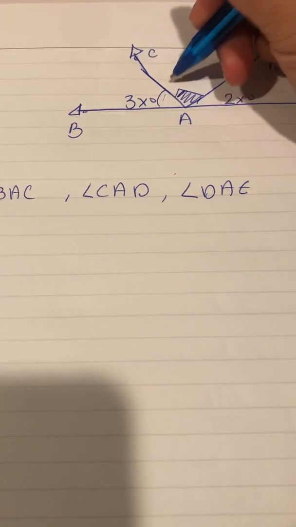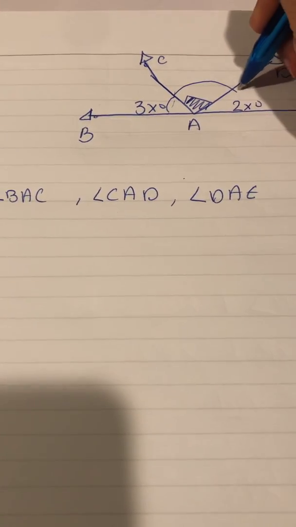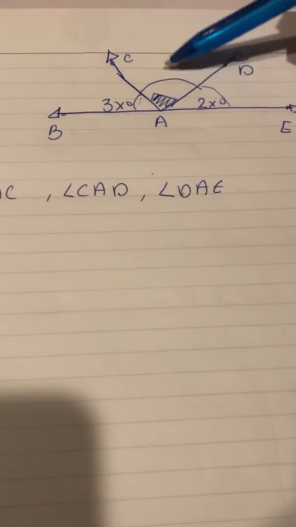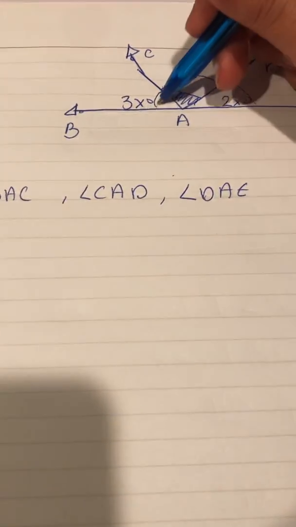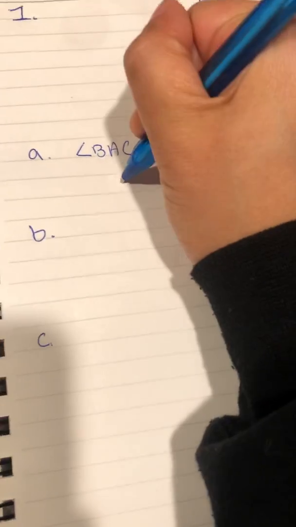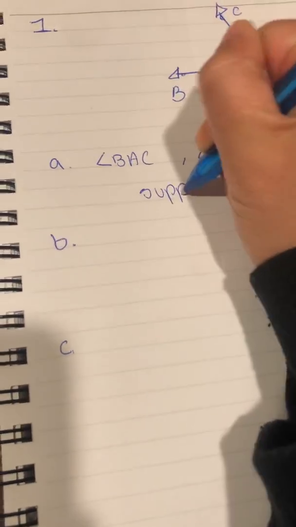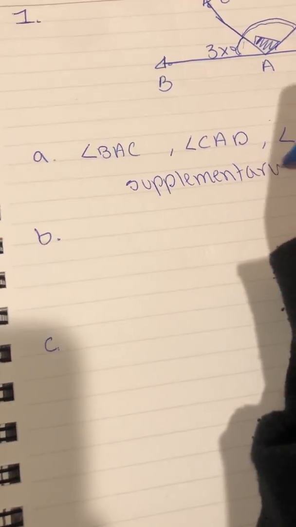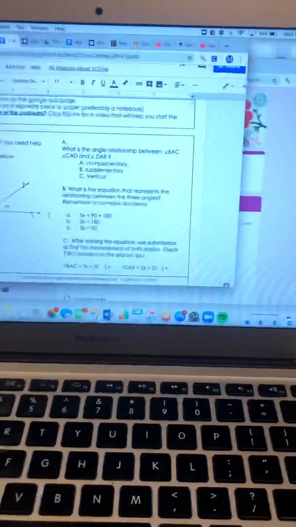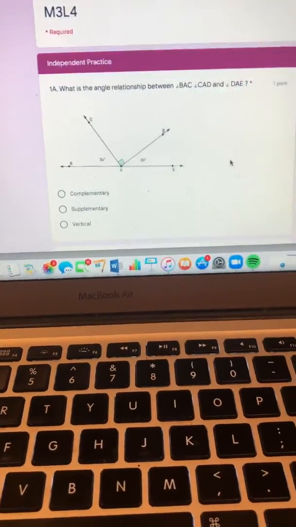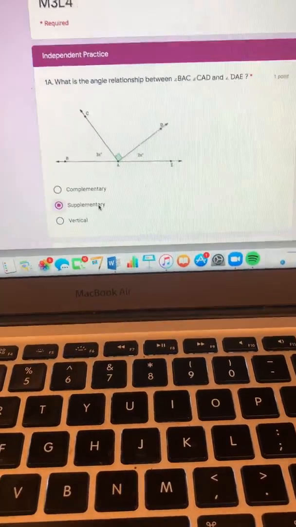and together they form half of a circle. They're on a straight line, which means that I know that they're supplementary because they are on a line and they form half of a circle if I draw it out. And so on the independent practice right here, you're gonna click that they're supplementary angles.